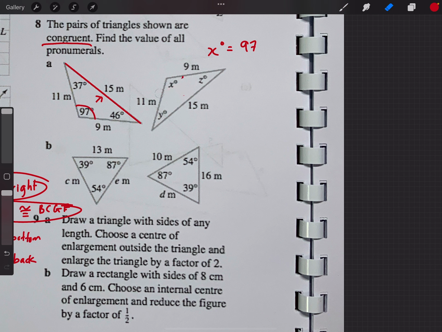Next one, once you find out the second one, you can find the third one easy. So let's look at Y. Y degrees is opposite the length with 9 meters. So opposite the length of 9 meters is also here. So that means this is also Y. Okay. So Y is equal to 37 degrees, and obviously Z is going to equal the last angle, which is 97. Oh wait, not 97, sorry, that's already taken. 46.